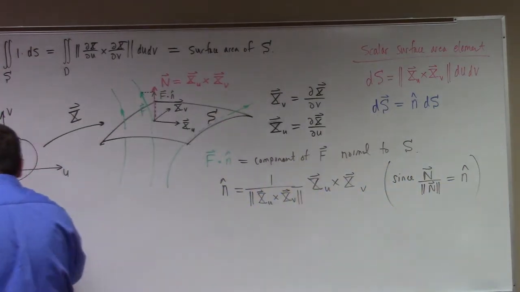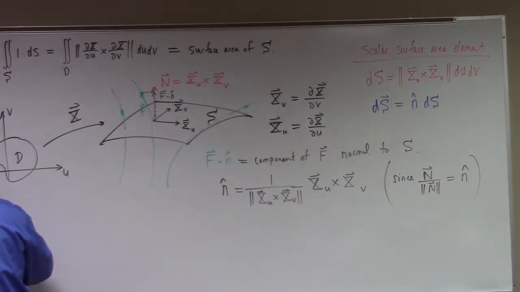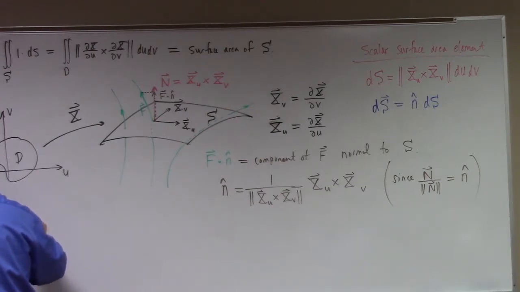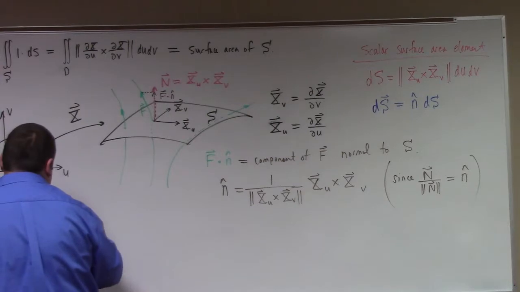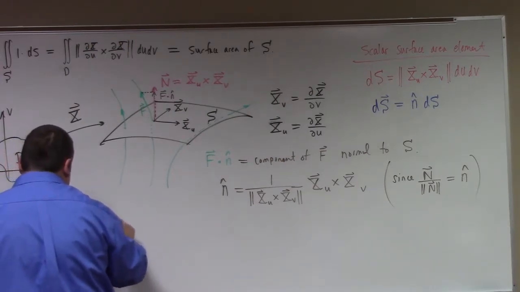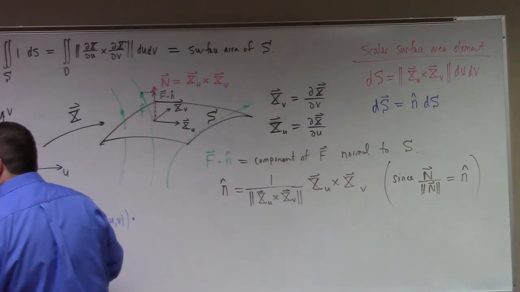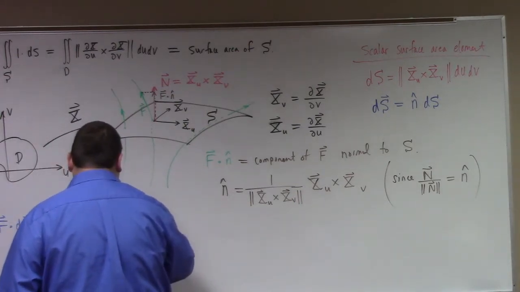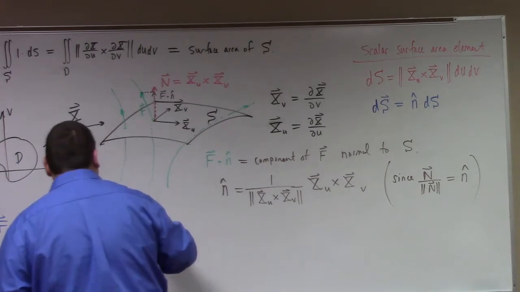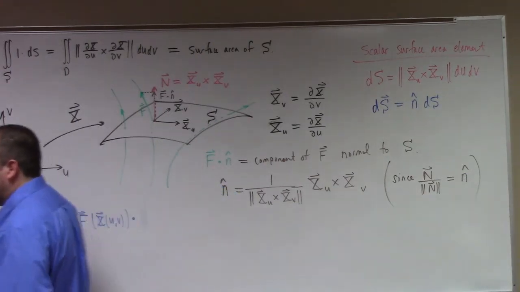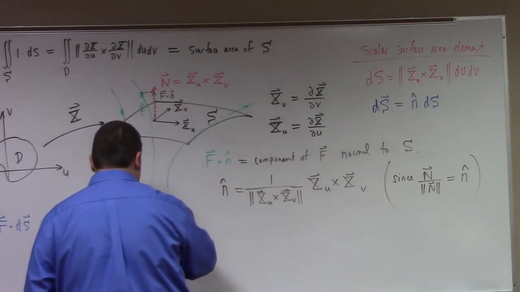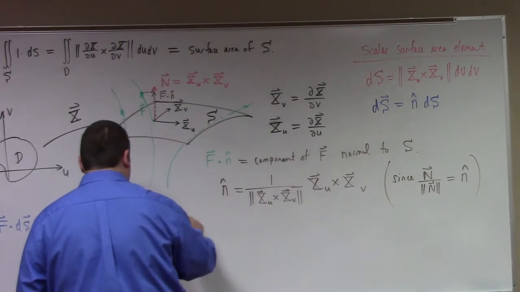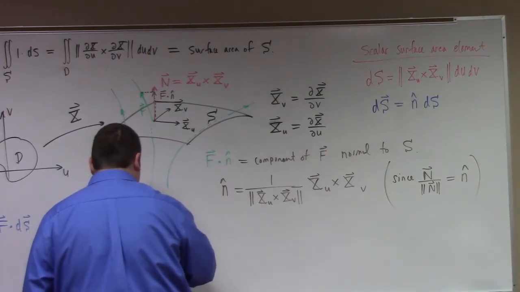Here, let me go back to the start. We've got the integral of F dot dS, which is equal, over the surface, by definition, to the integral over the domain of the parameterization, F of the parameterization dotted with what? With n hat. Well, let me put in what the n hat is. Remember, n hat is xu cross xv, divided by the length of xu cross xv.